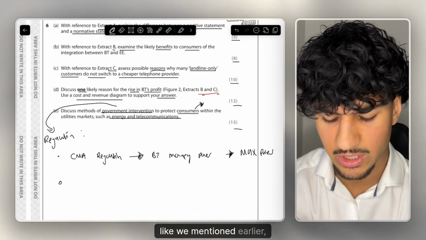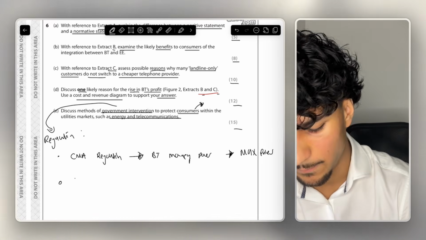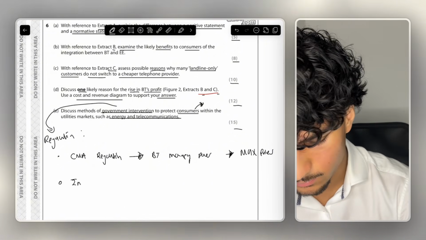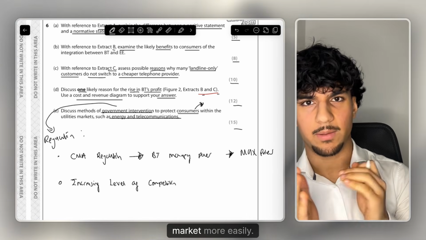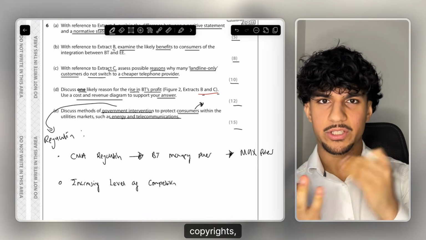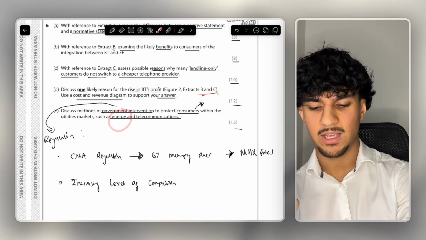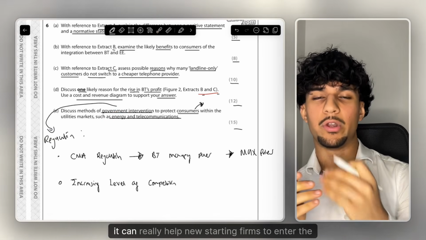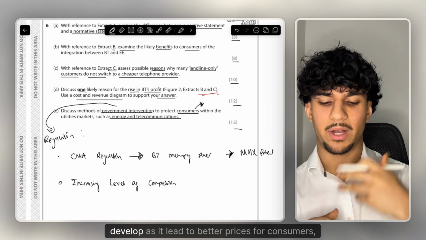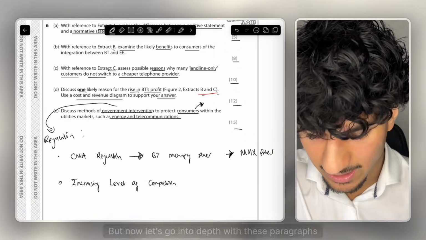But another thing, like we mentioned earlier, another policy the CMA or the government could use is increasing the levels of competition in the market, and you may call this deregulation. So deregulation will mean firms can enter the market more easily. Why? Since there are fewer barriers to entry. Things like legal barriers, patents, copyrights, trademarks. If you get rid of things like the legal barriers, especially in a market such as an energy market, it can really help new starting firms to enter the market. And you can see how this chain of analysis will develop as it leads to better prices for consumers, maybe better quality for consumers.